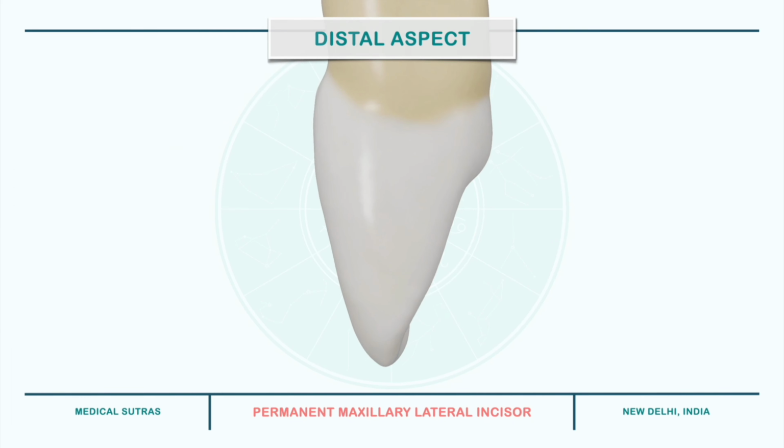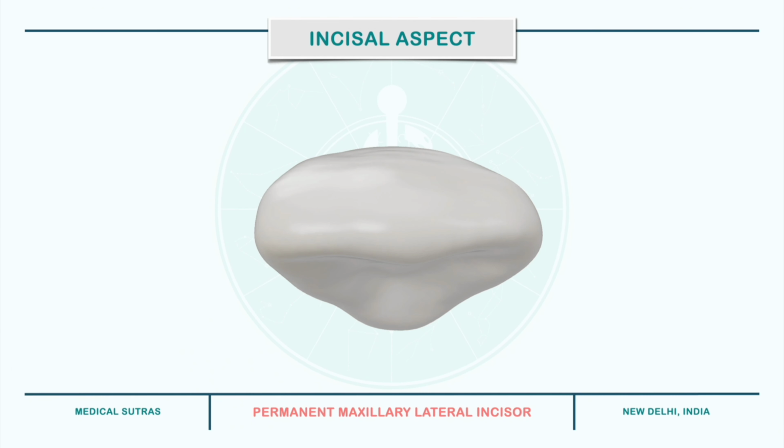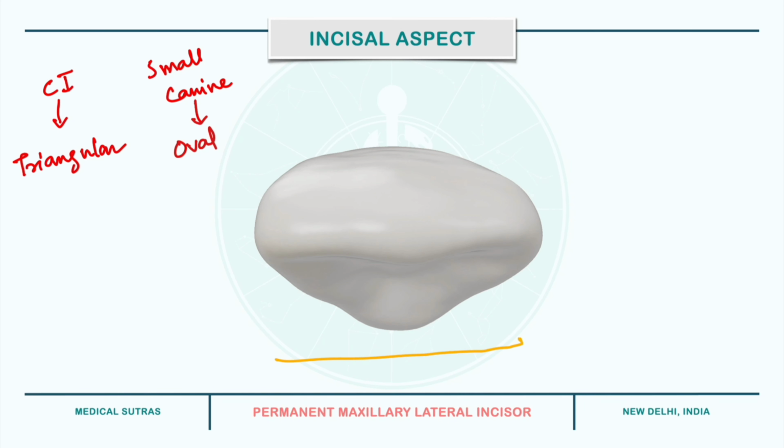Now moving on to the incisal aspect. The incisal aspect of permanent maxillary lateral incisor may resemble the incisal aspect of central incisor, appearing triangular in shape, or it may resemble the incisal aspect of a small canine, in which case the outline will be oval in shape. From the incisal aspect, the mesiodistal dimension is slightly more than the labiolingual dimension.